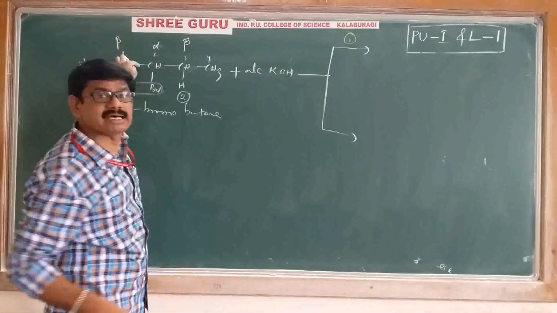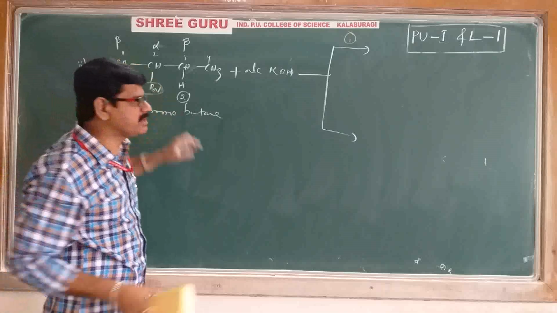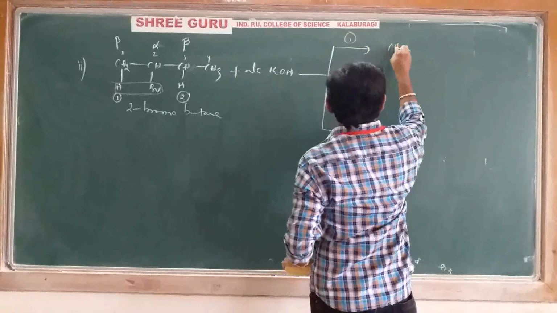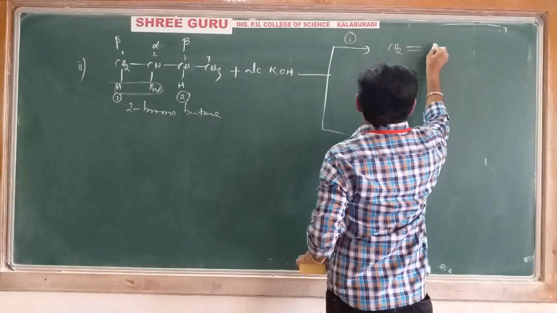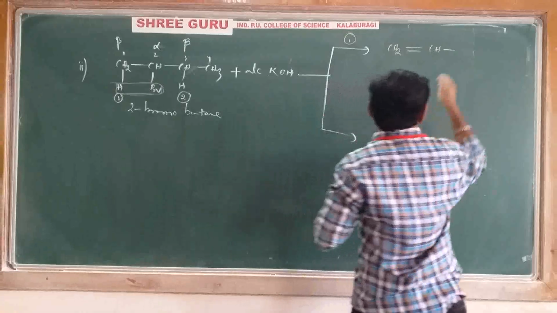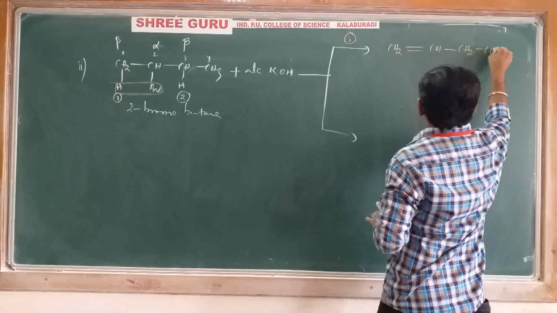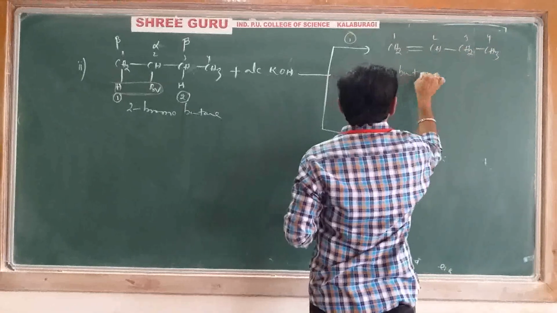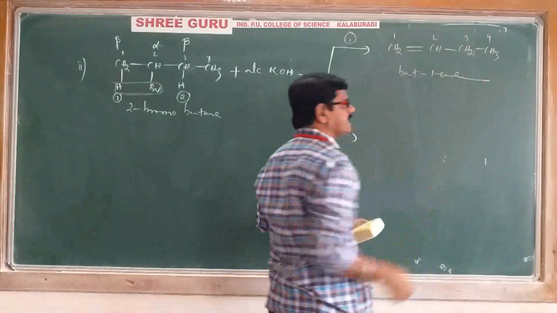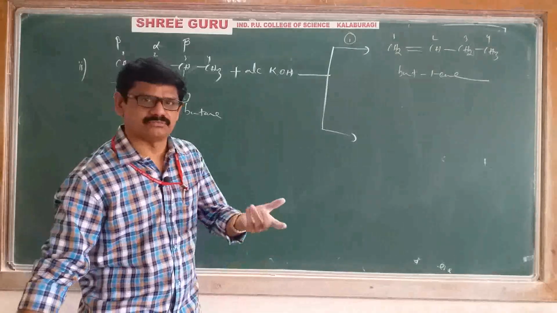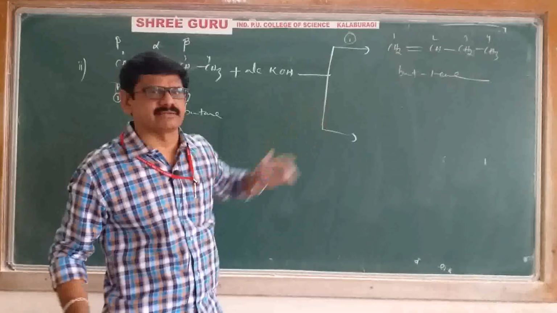Therefore, one of the possible products I'll write here: CH2 double bond CH. Now this hydrogen is not eliminated, so we'll write CH2 only, then CH3. Its name, numbering 1, 2, 3, 4, is but-1-ene. That is possibility 1. Whether correct or not, we don't know. Just one of the possibilities has been written.